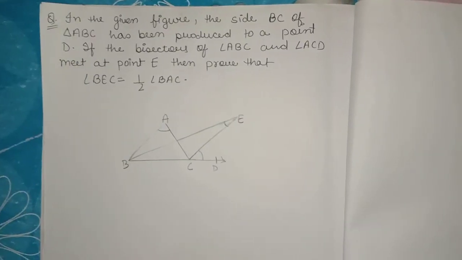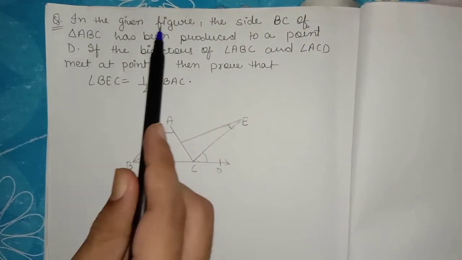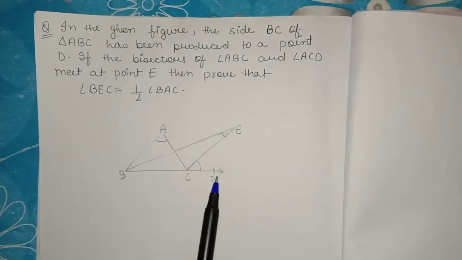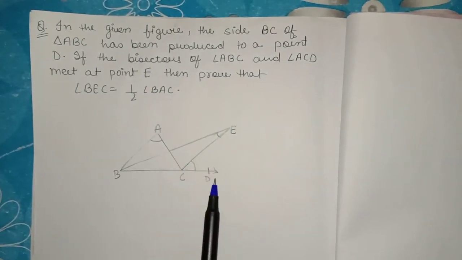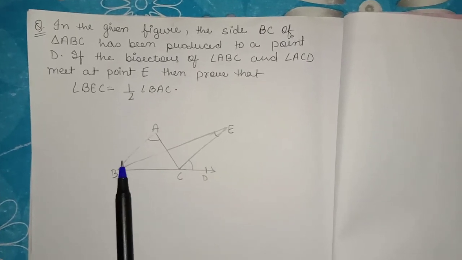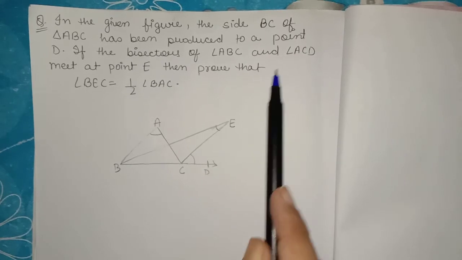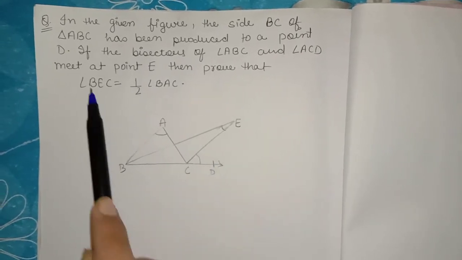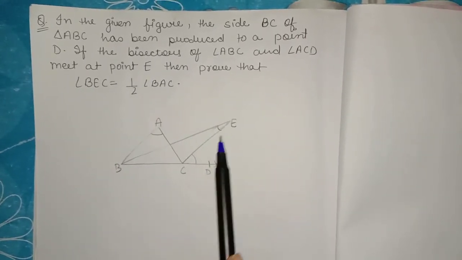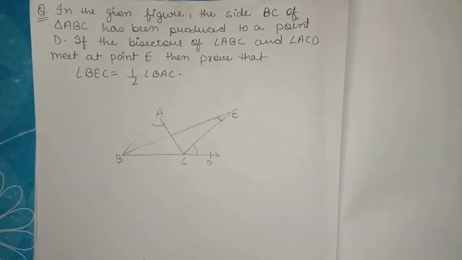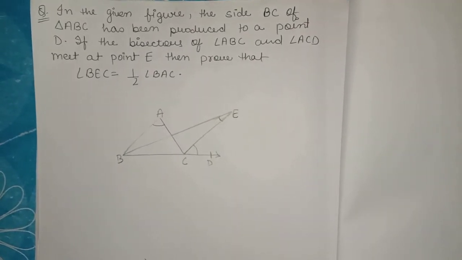This is our third question. It is given that in the given figure, the side BC of triangle ABC has been produced to a point D. If the bisectors of angle ABC and angle ACD meet at a point E, then prove that angle BEC is equal to half angle BAC.